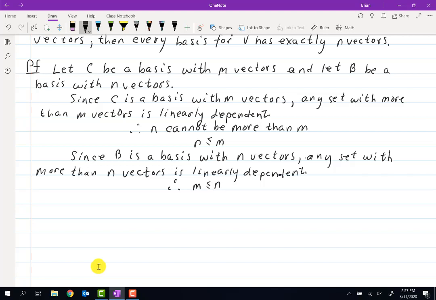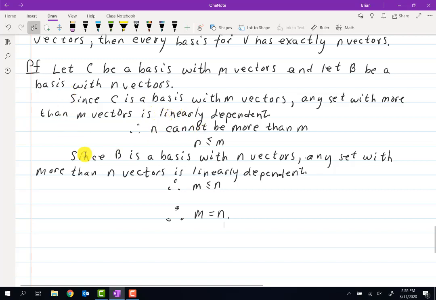Whenever you have a situation like this where m is less than or equal to n and n is less than or equal to m, you have no choice but to determine that m is equal to n. So any two bases have exactly n vectors. Oh, this here, any set with more than m vectors is linearly dependent. That was the theorem that we just proved, not from last section. I don't know why I said that, but that was from the first theorem that we did today. That's what this comes from.